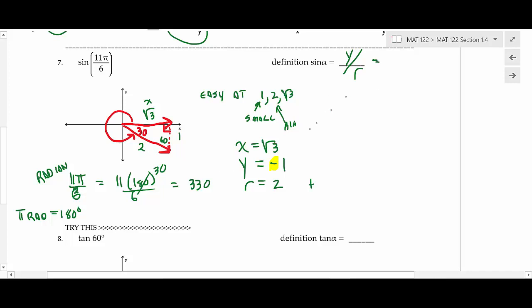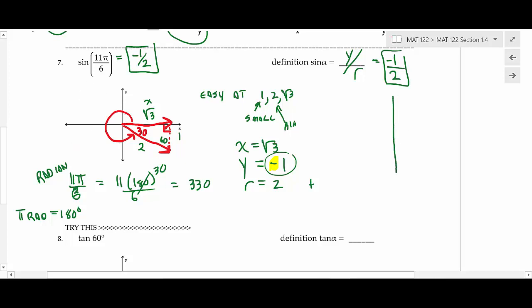So we know that y is -1, and we know that r is 2, so the sine of 11 pi over 6 is -1 over 2. Okay, that's it. Be really, really careful about your signs. This one, y is negative. If you're down below the x-axis, y is negative. If you're above, y is positive. And think about x too.